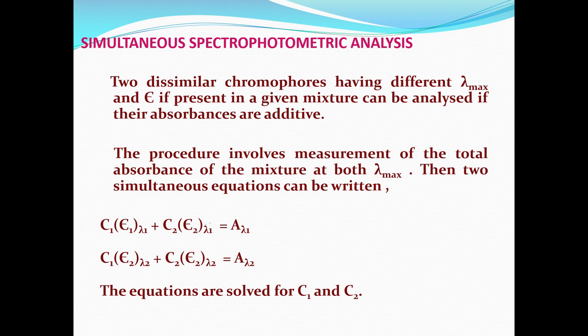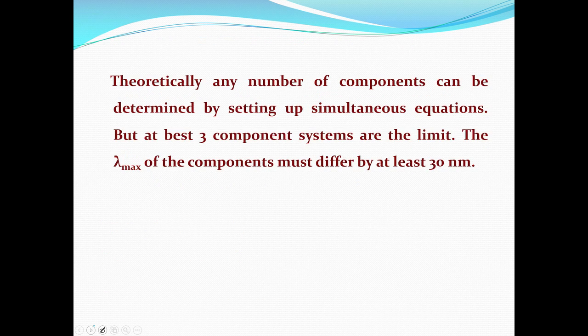So, if we know we have C1 and C2 as two unknown concentrations, and absorbance, we have two equations and two unknowns, so we should be able to sort out the concentrations using a little bit of algebra.